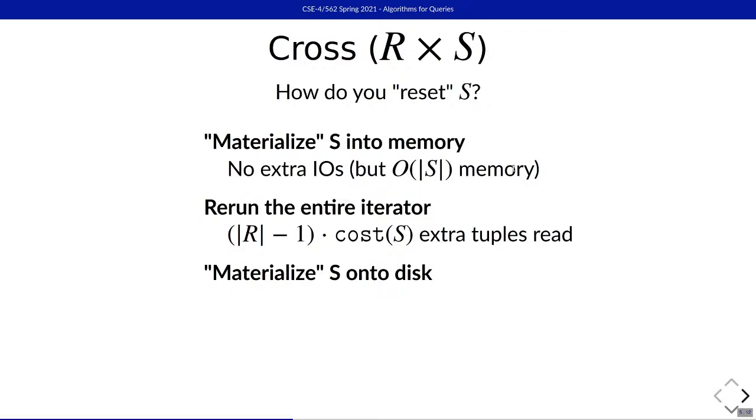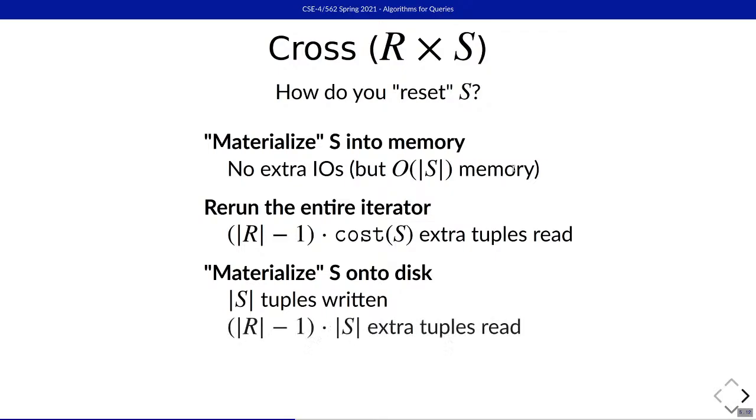Now, another possible approach here is that we take all of the tuples in S, and as we read them in that first time, we're going to write them out to disk. So this has the downside of, well, now we actually have to write things out to disk. So we're going to write S tuples out to disk, and we're also going to have to read those back in.